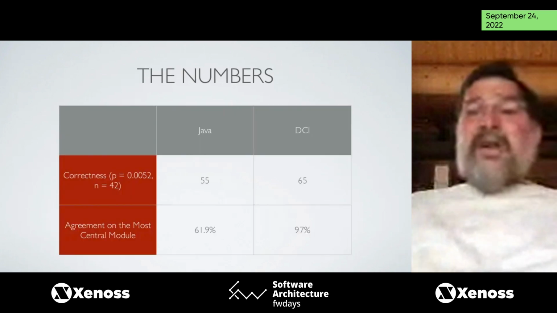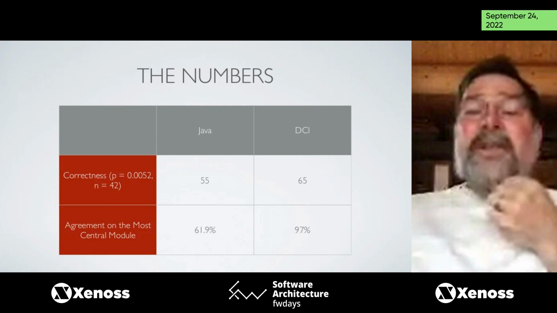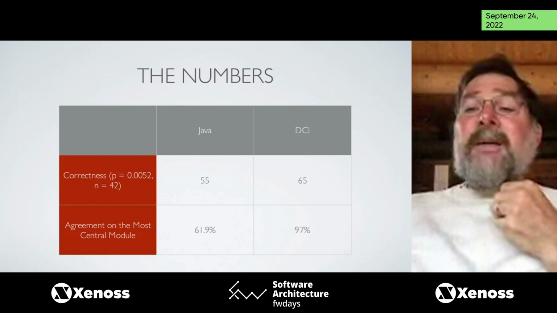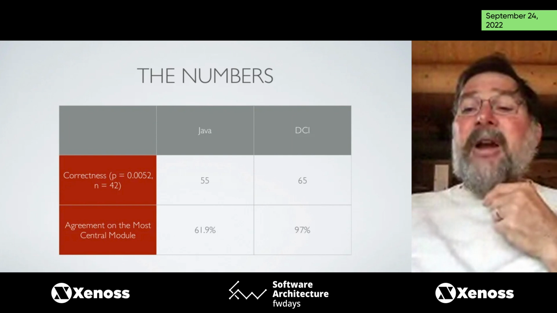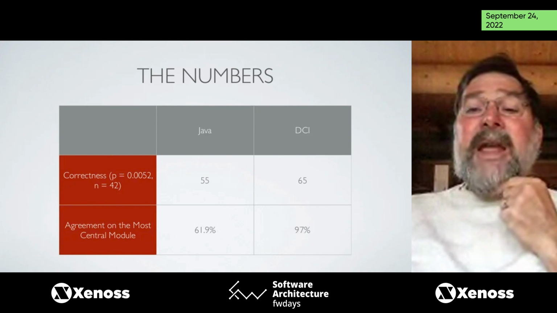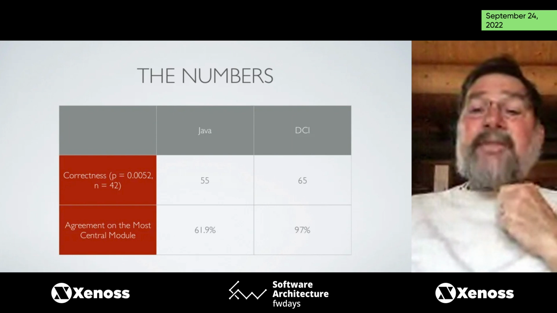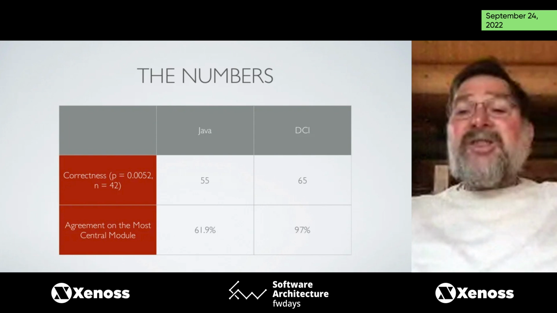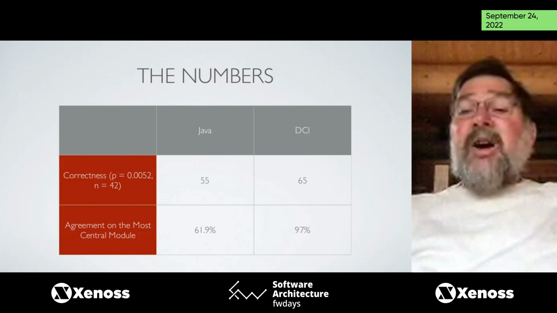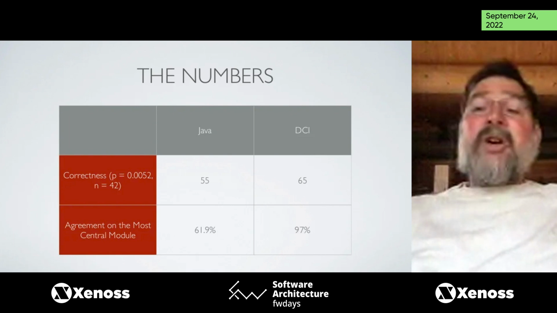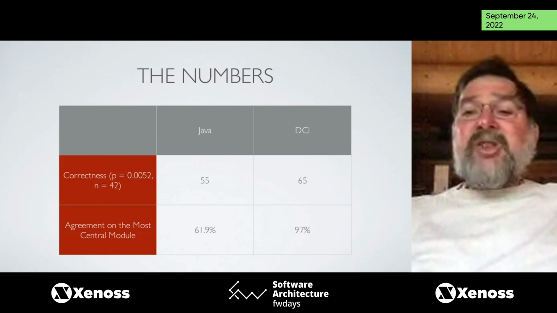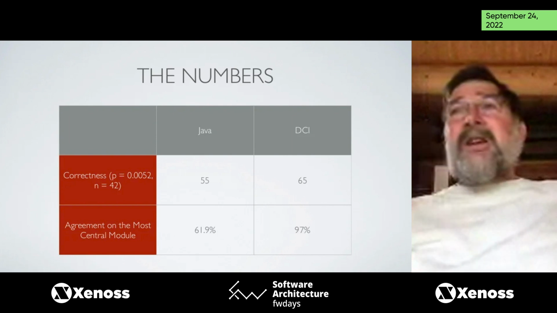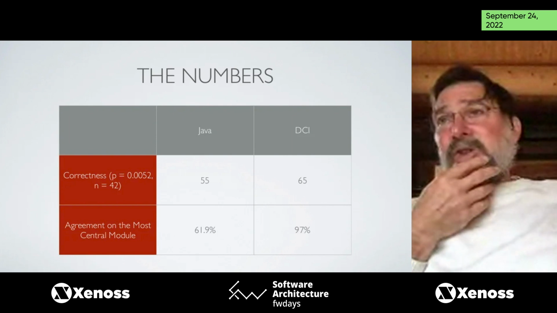So just quantitatively looking at some of the numbers, these are means of correctness scores, basically comparing Java and DCI. And I mean, here the statistical properties are staggeringly good. These are statistically significant results where the DCI code is consistently more correct than the Java code, all other things being equal. And in terms of context switching, asking people, you know, where do you spend your time?